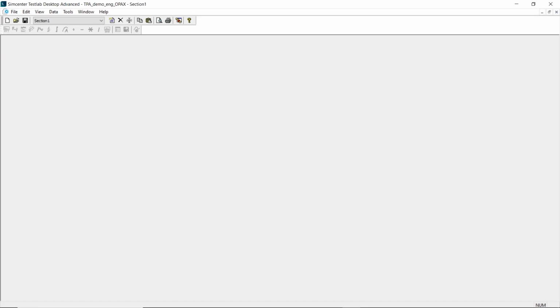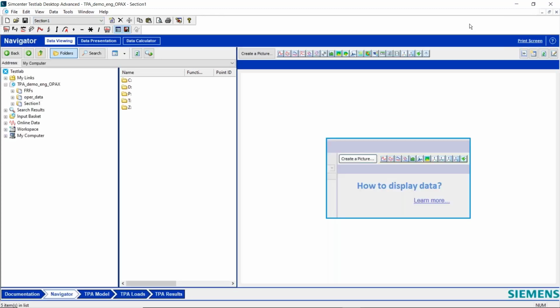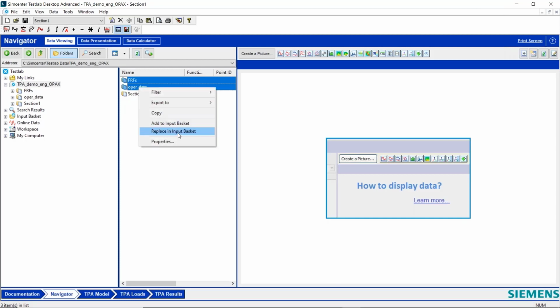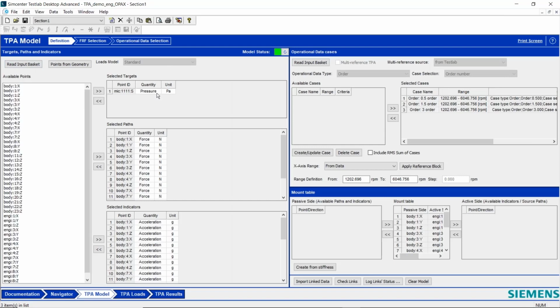And this is the same data set, but this was before I started editing it to make it look like an operational path analysis study. Okay, so let me add this to the input basket. Okay, so I have a microphone here. I have the same 15 paths, so I have 5 mounts with XYZ. And then I have the data on the passive side, body 1 to 8, and data on the active side, engine 1 to 8.